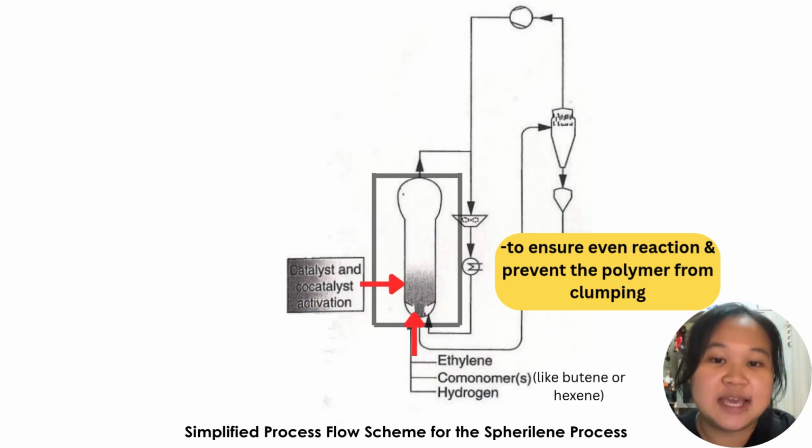In this reactor, ethylene gas, a small amount of comonomer like butene or hexene, and hydrogen are continuously fed from the bottom. The gas flow keeps the polymer particles suspended, creating a fluidized bed that looks like boiling sand. This ensures even reaction and prevents the polymer from clumping.